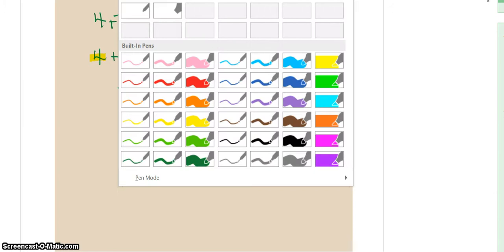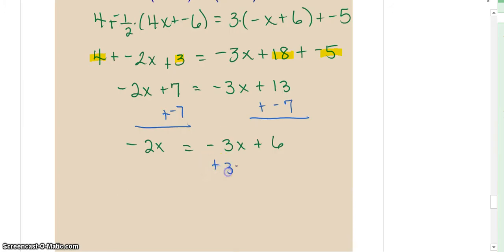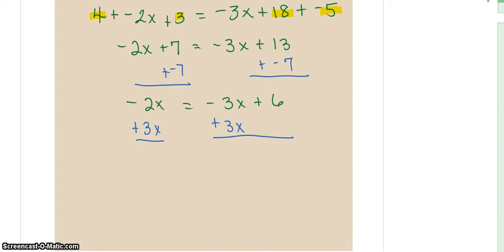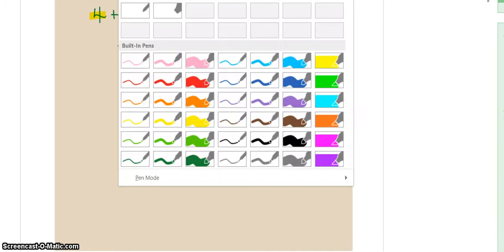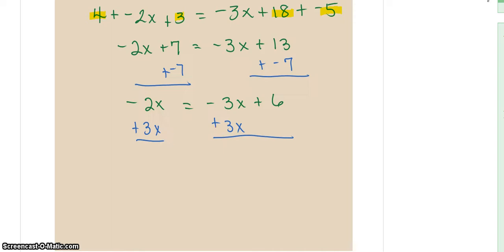Now we're going to add a positive 3x to both sides, because we have the whole entire term, negative 3x, being added to 6, and we want to get rid of that term, negative 3x. So we're going to use our opposite property to get rid of it on the right-hand side. And then we add it to the other side to keep our equation balanced. 3x plus negative 2x is x, or 1x. You can write it either way. So x equals 6.